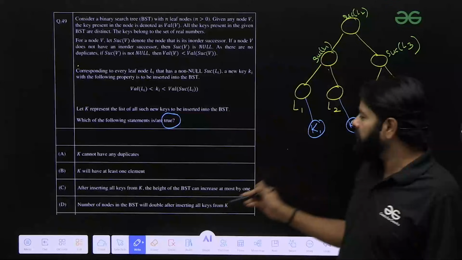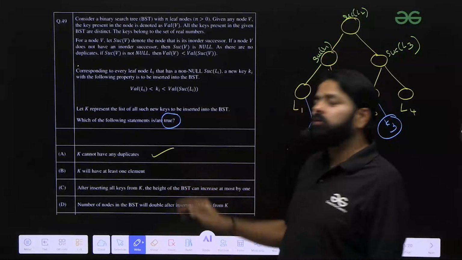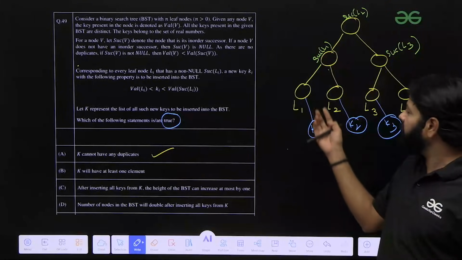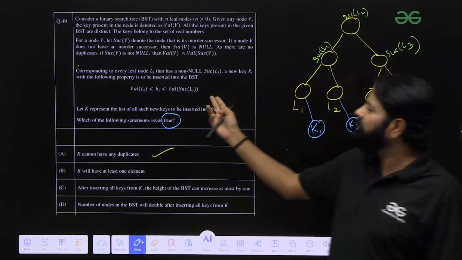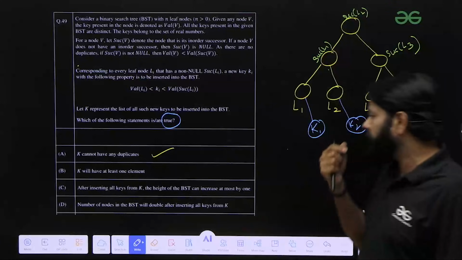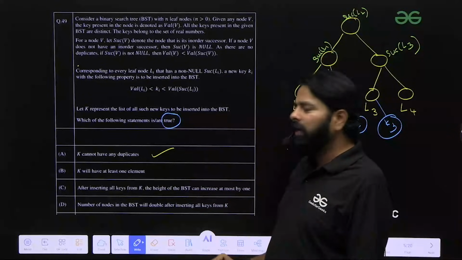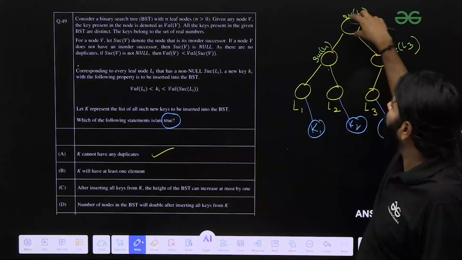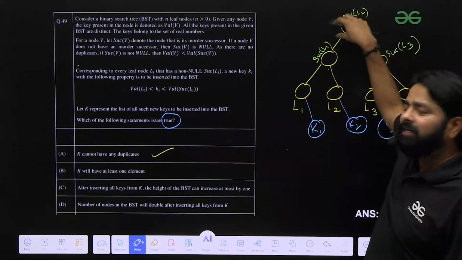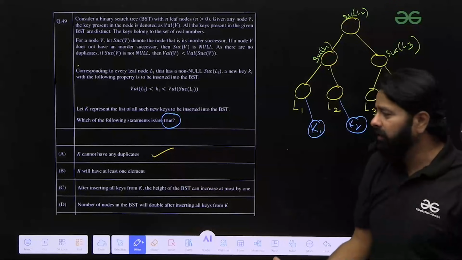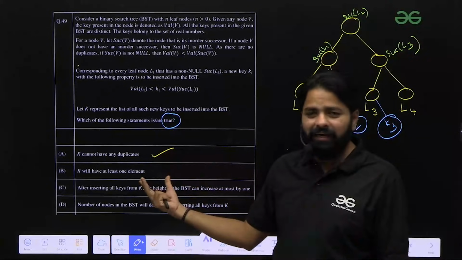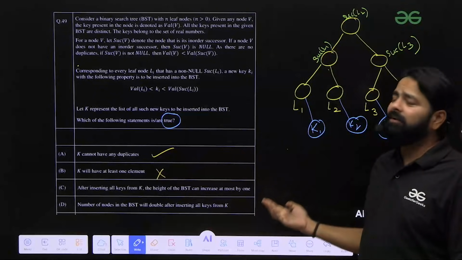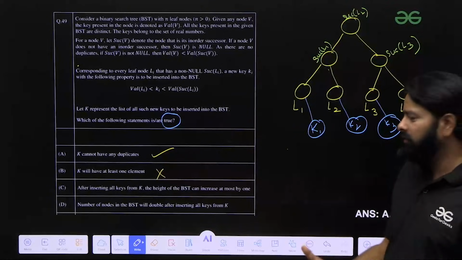So the first statement is obviously true, as you don't have the duplicates. If you have the duplicates, then we may not have the insertion, as the relation will fail to insert. The next one, K will have at least one element. Suppose I have only one node here in my BST, then its successor will not be found. Then how will you insert the Ki? So this is not guaranteed. If the BST has only one node or is empty, then you can't insert.